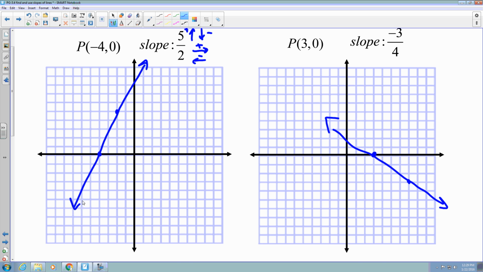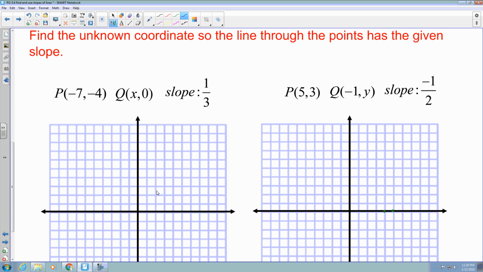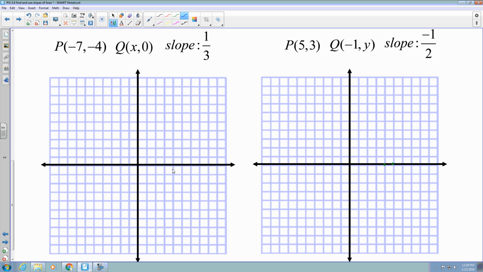Okay? If you need more examples, right here it says find the unknown coordinates. So the line through the points has a given slope. So we have point negative 7 comma negative 4, and we have a slope of 1/3, but we have this point Q where it's x comma 0, so we don't know what that x value is. Now, since we have the graph here, let's plot the point. So I'm going to plot -7 comma -4. Looks like it's right about there.